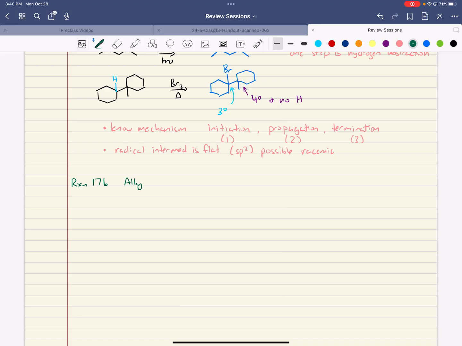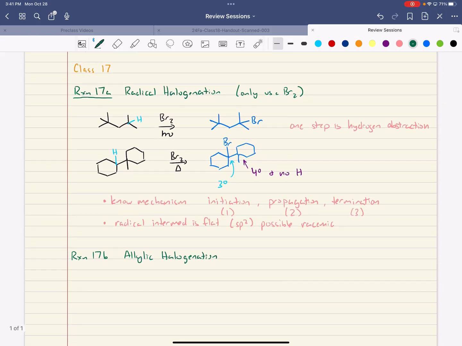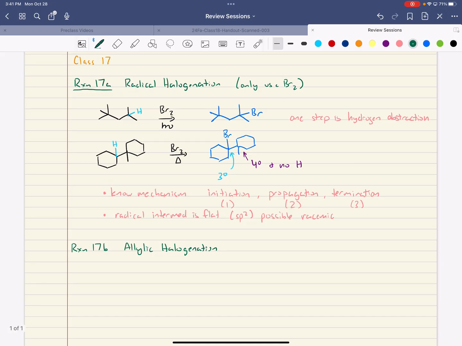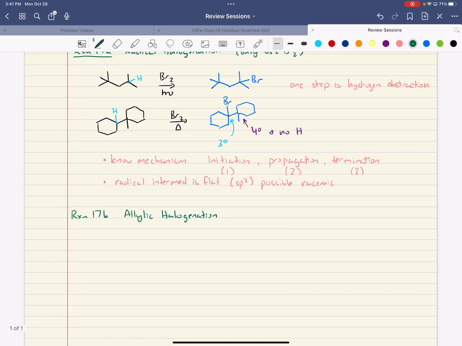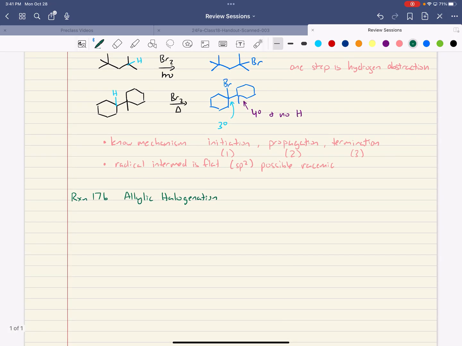In allylic halogenation, you have to be able to identify the allylic carbon. And so, what do I want to put here? Why don't we put this? Whoops. Oh, that's bad news. The screen just went out. Oh, there we go.